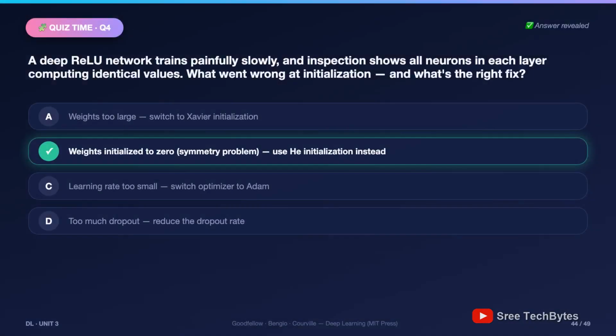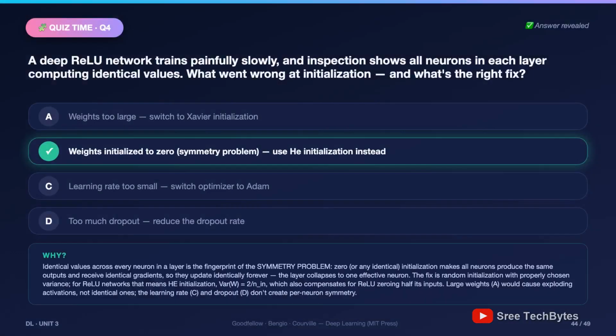The answer is B. Zero initialization, the symmetry problem. Fix it with He initialization. Identical values across a layer is the fingerprint of symmetry. Identical weights give identical outputs, identical gradients, identical updates, identical forever. The layer collapses to one effective neuron.